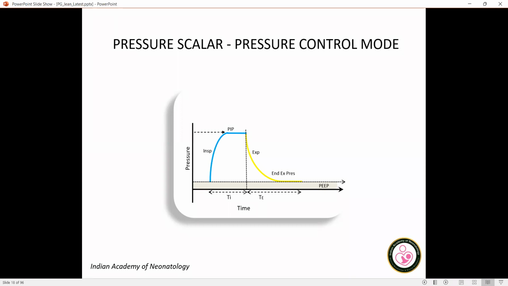Then the pressure increases and reaches the maximum pressure, that is the PIP. After that, it remains constant till the end of the inspiration, that is the end of the TI. Then the exhalation valve will open, and expiration will start. So the pressure will again drop and reach the baseline, that is the PEEP. So this is how you will interpret the pressure scalar. And the area under this pressure waveform is the mean airway pressure. The difference between the PIP and the PEEP is the delta P.